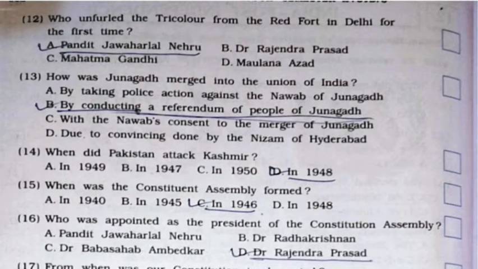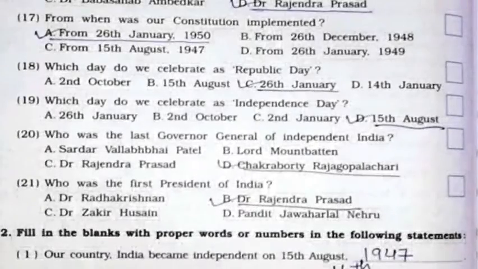16th, who was appointed as the President of the Constitution Assembly? It's option number D, Dr. Rajendra Prasad. 17th, from when was our constitution implemented? It's option number A, from 26th January 1950. 18th, which day do we celebrate as Republic Day? It's option number C, 26th January.